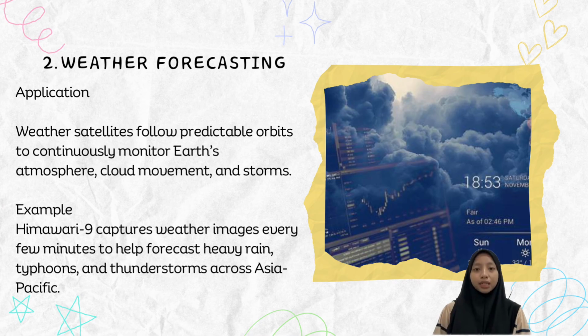The second application is weather forecasting. Weather satellites follow stable orbit calculated using Kepler's law. They monitor clouds, storms, and rainfall to help meteorologists predict weather conditions. For example, the Himawari 9 satellite provides real-time weather image for forecasting.